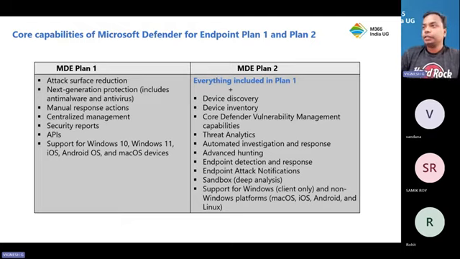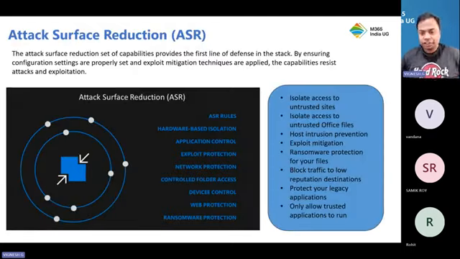So let's get started. What is attack surface reduction? As the name itself says, attack surface basically means the areas which are prone to attack in your environment, specific to endpoints. And attack surface reduction is about how you can reduce this. The attack surface reduction set of capabilities provides the first line of defense in the stack. By ensuring configuration settings are properly set and exploit mitigation techniques are applied, the capabilities resist attacks and exploitation.